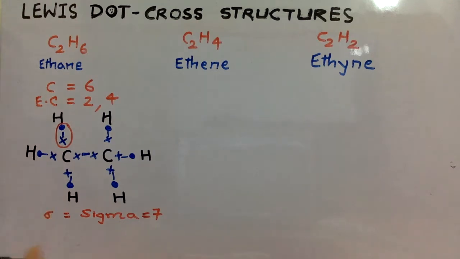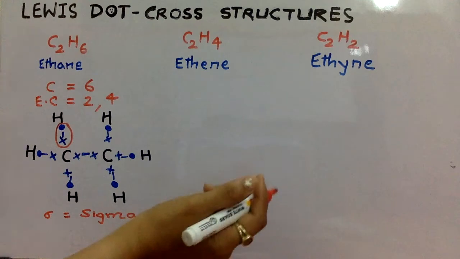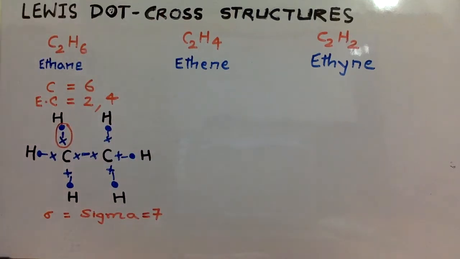The first bond, the single bond, is the sigma bond, the strong bond. So first bond, single bond, strong bond, sigma bond. Now enough of singing, I have sung a lot.